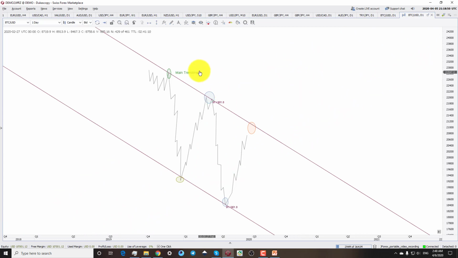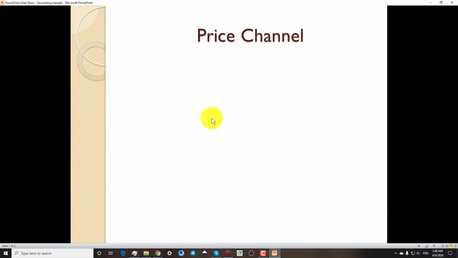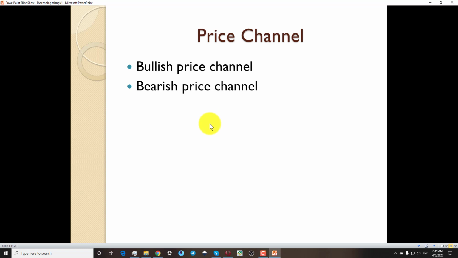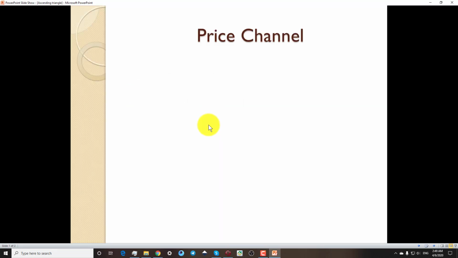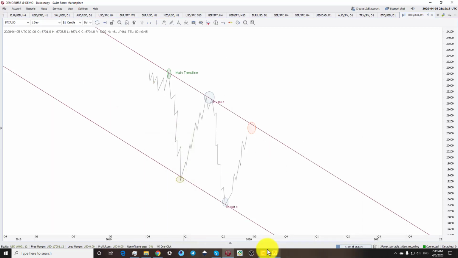I'll show you some examples later on. First we will see, as per the presentation, what we are going to learn. We are going to learn what a bullish price channel is, then what a bearish price channel is, then what a main trend line is, and then what a channel line is. Okay, this is the scope. First we will see what a bullish price channel is.